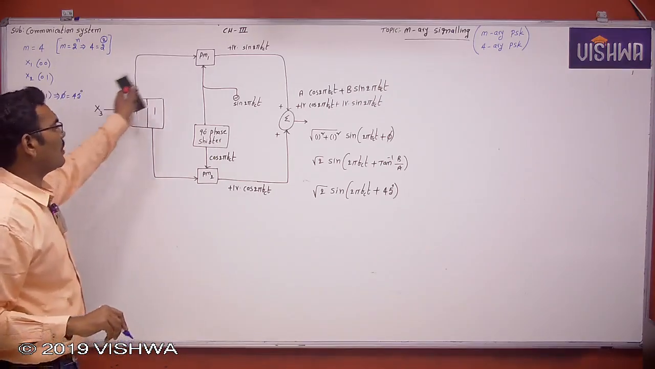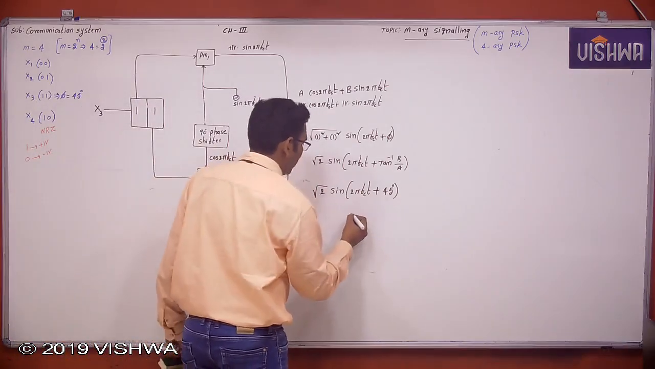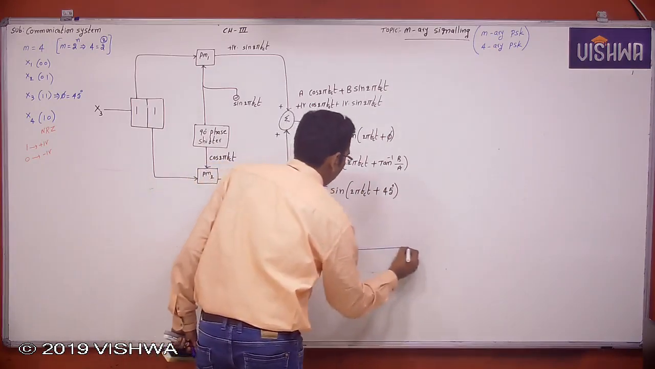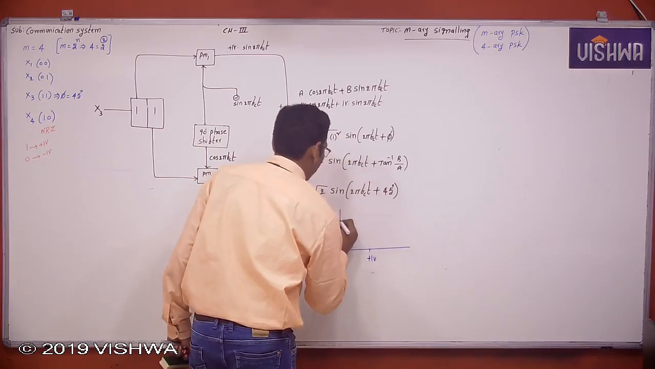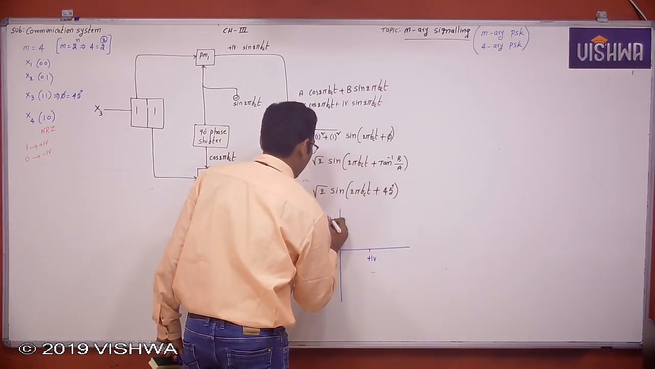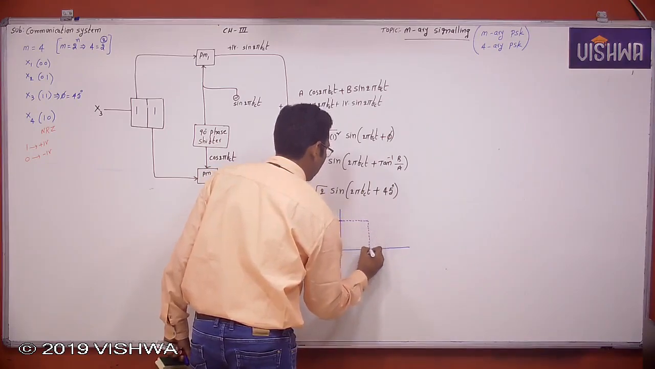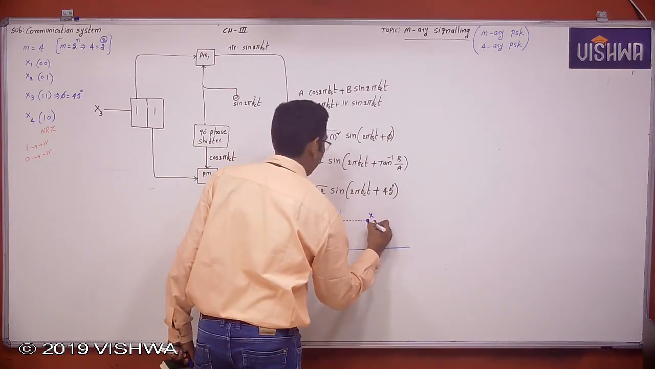This is the general quadrature carrier multiplexing, or without that also you can easily find it by a shortcut method. What is the shortcut method? Plus 1 volt, this is plus 1 volt, again plus 1 volt, this is plus 1 volt. Now what is the intersection point? This is the intersection. Put a dot, this is the symbol. Now this is the symbol X3.